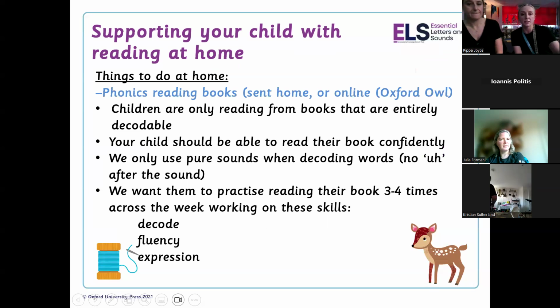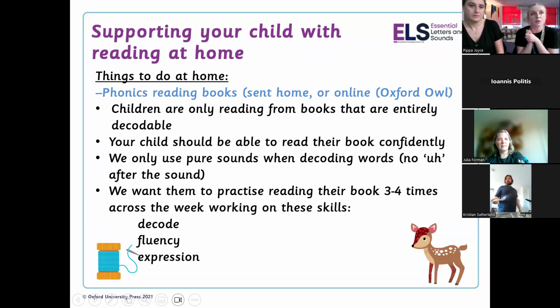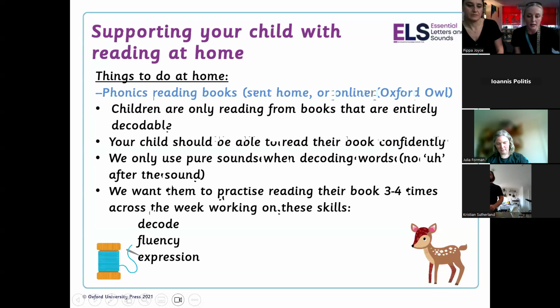So we've been sending home the phonics books with the sheet inside, and these books should be fully decodable. That means your children are able to sound out the word because they know the sounds that are in the word.